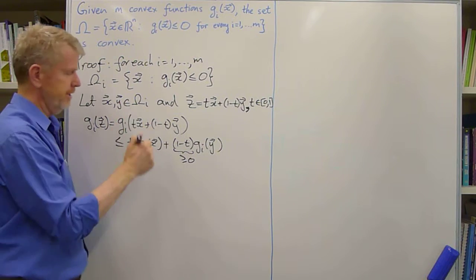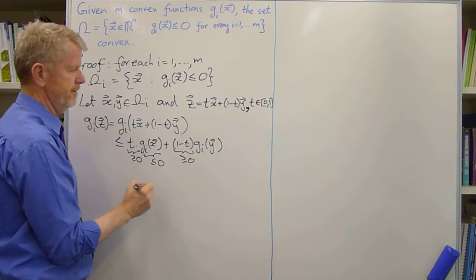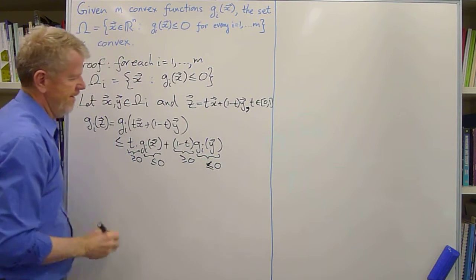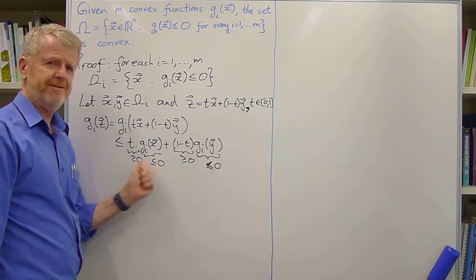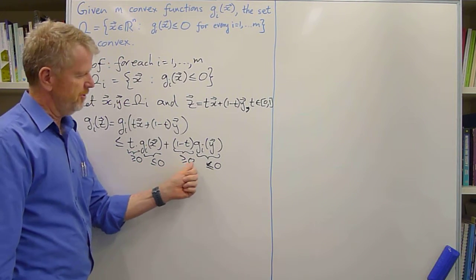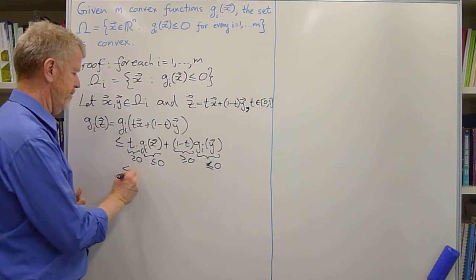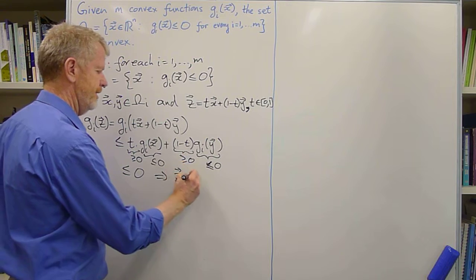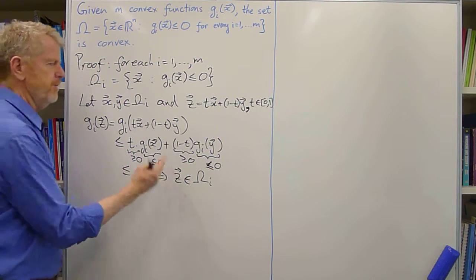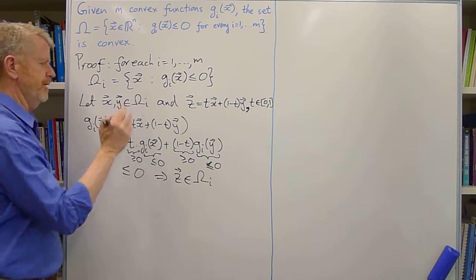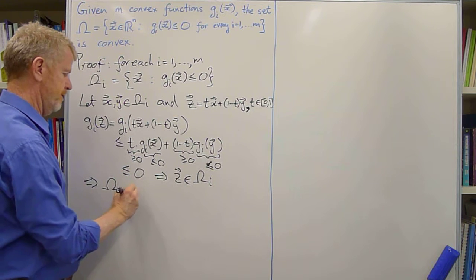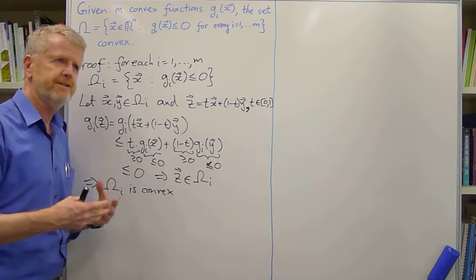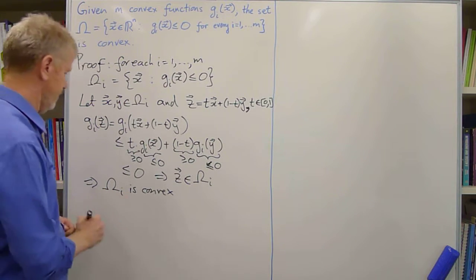The point x is in omega_i, so g_i of x is less than or equal to 0. Point y is in omega_i, so g_i of y is less than or equal to 0. Which means this right-hand side is a positive times a negative, which is negative, or less than or equal to 0. Sum the two, and it has to be less than or equal to 0 for this point z on the line segment, and so z has to be in omega_i. And because that's true for all t in [0, 1] and all x and y in omega_i, omega_i is convex. Now recall one of the fundamental properties of convex sets is that the intersection of any number of convex sets is also convex.